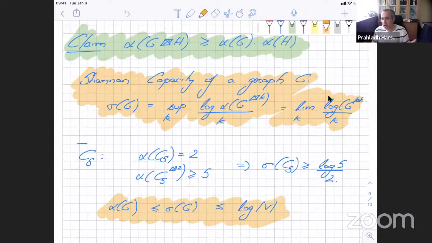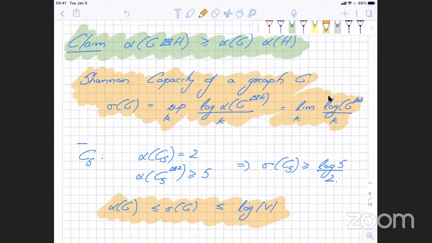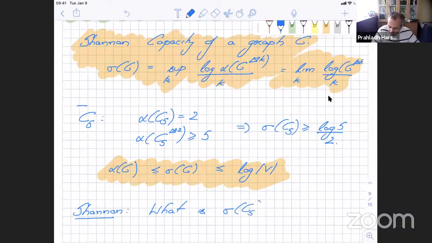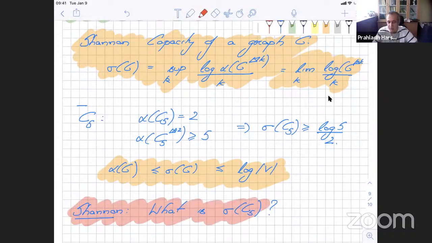And Shannon asked, even for very simple graphs, can we compute sigma of a given graph? For example, Shannon left it as an open question: what is sigma of C5? We know it's larger than log 5 by 2, but can you compute it exactly? This was a question which Shannon asked. And Lovasz had introduced the theta function basically to answer this question. He wanted to show what the Shannon capacity of this graph is.